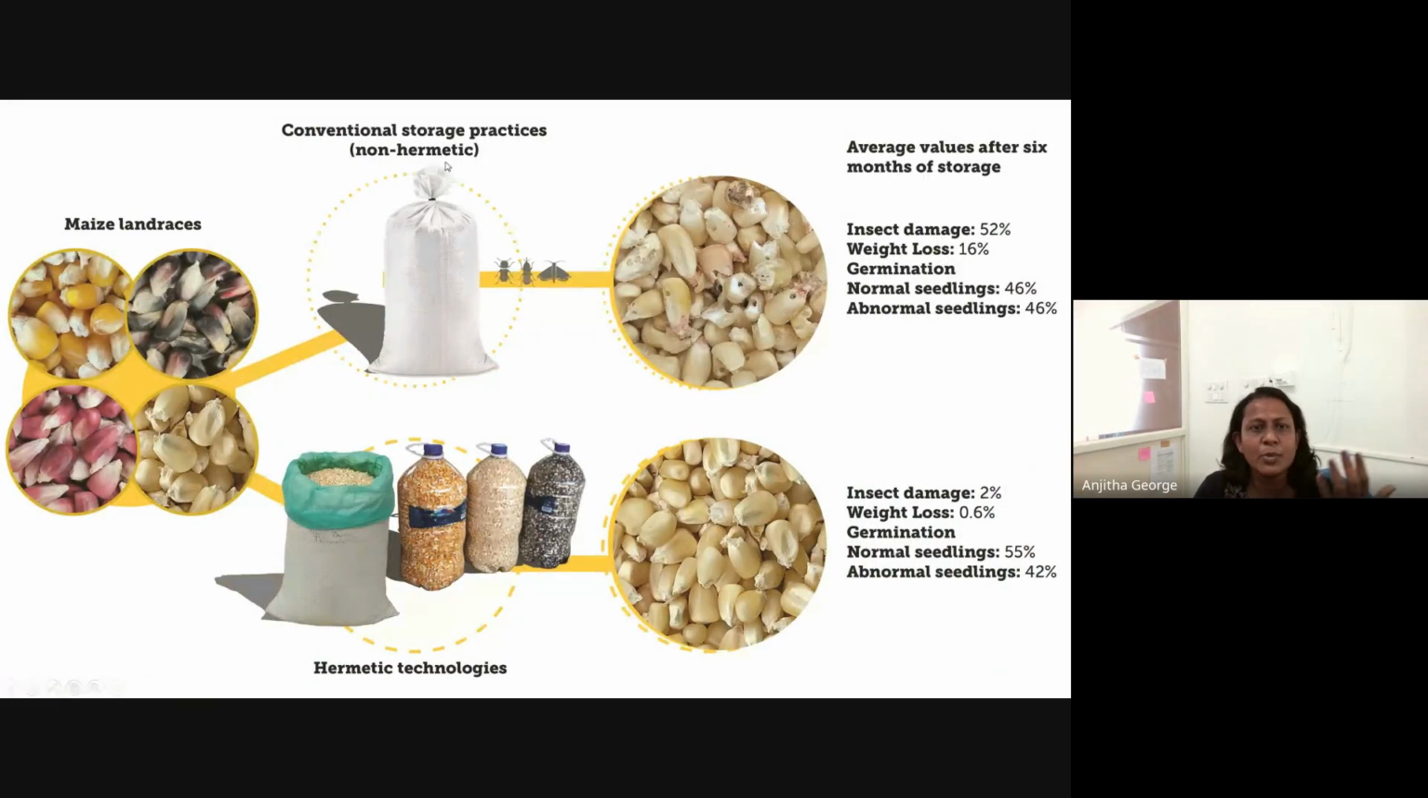So what is the difference between non-hermetic and hermetic technologies? That insect damage percentage will be as low as 2% in hermetic bags if you store, and seed losses will be minimal, less than 1%.